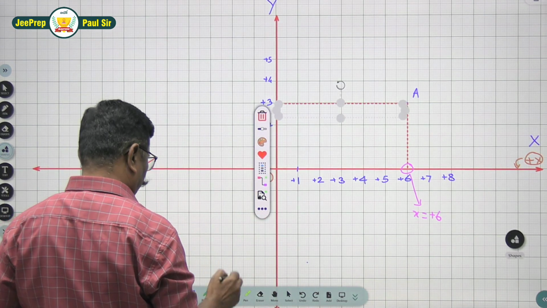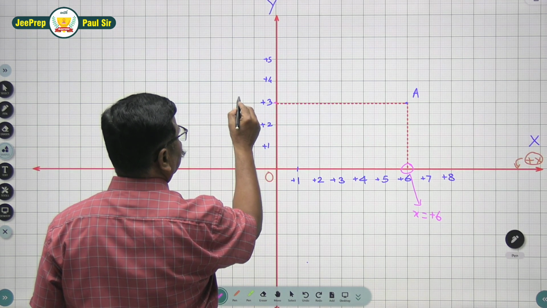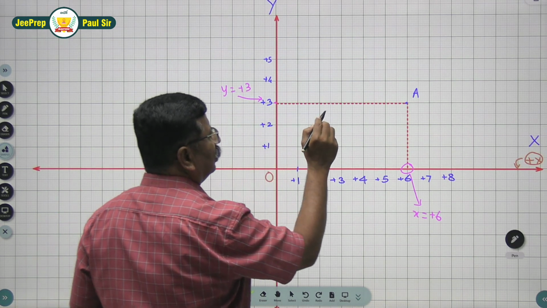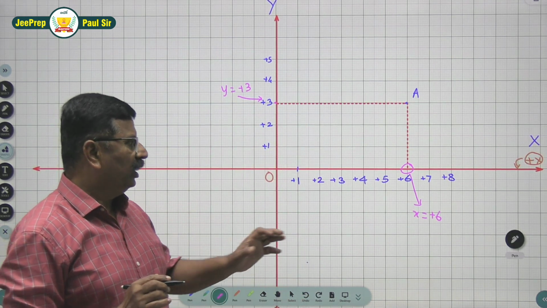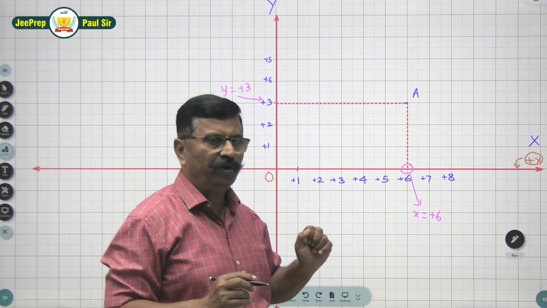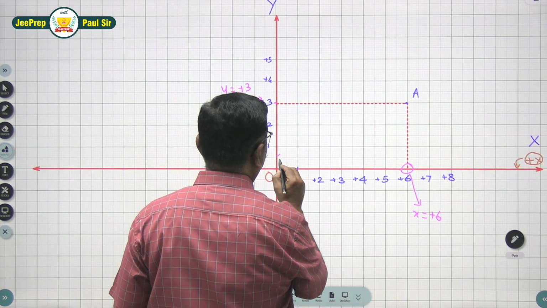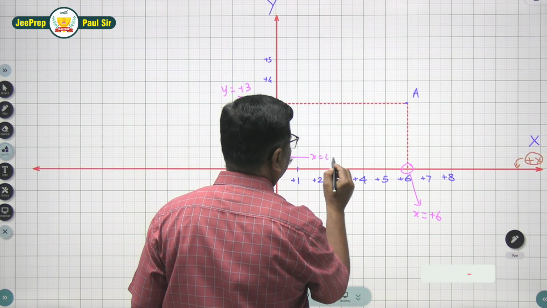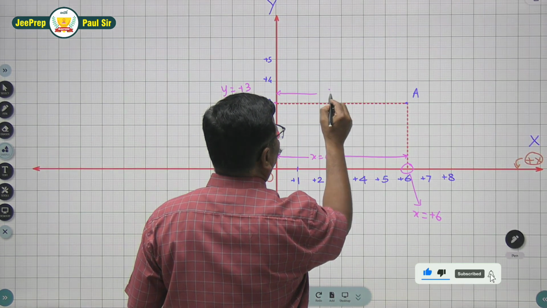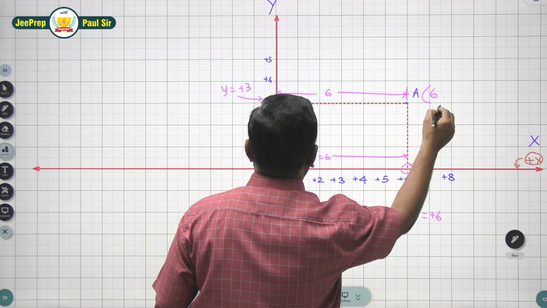Then what is the value of y here? The value of y is plus 3. So this is the y coordinate of point A. Now when I draw the perpendicular to the x-axis from point A, I got x equal to plus 6. So what do we mean by this? That this distance is x equal to 6. That means the distance of point A from the y-axis is 6. Therefore, the x coordinate is 6.